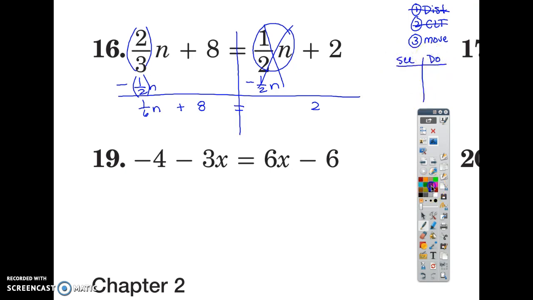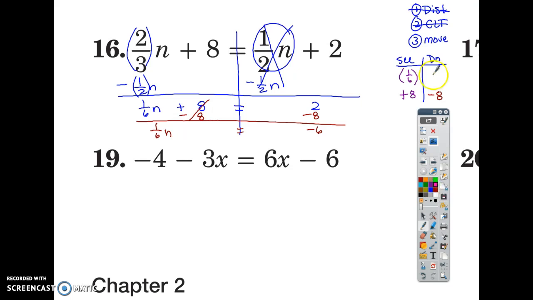What do you see happening with the n? It's multiplying by 1/6. And they added 8. So what are you going to do first? Subtract 8 from both sides. So minus 8, minus 8. That gives you a negative 6 equal to 1/6 n.